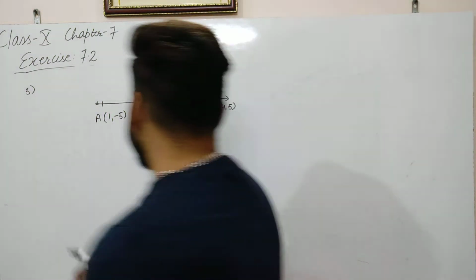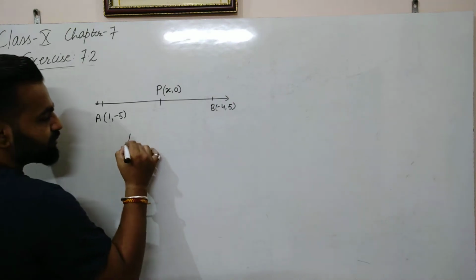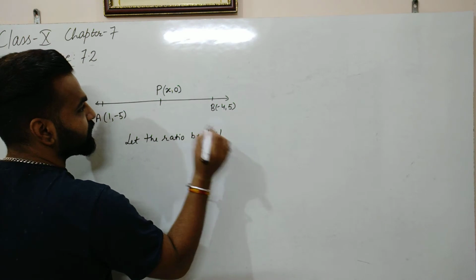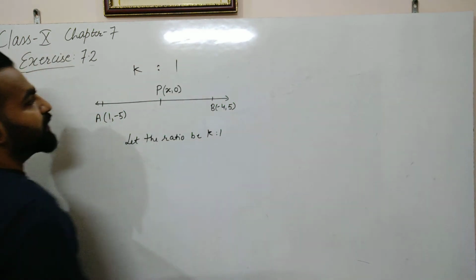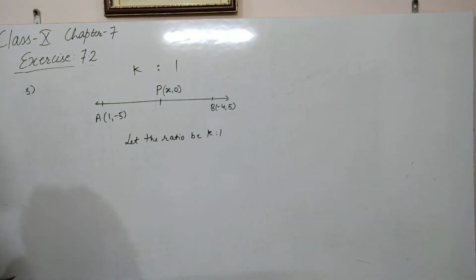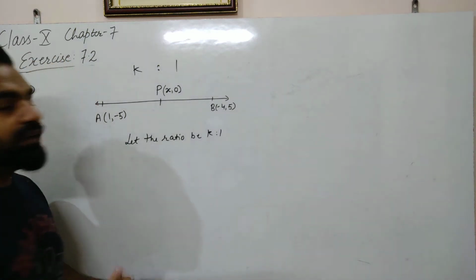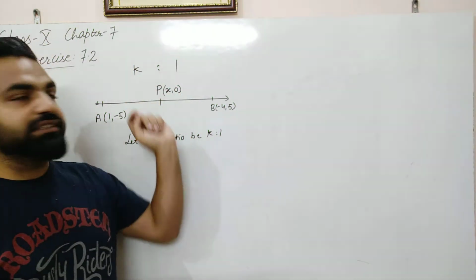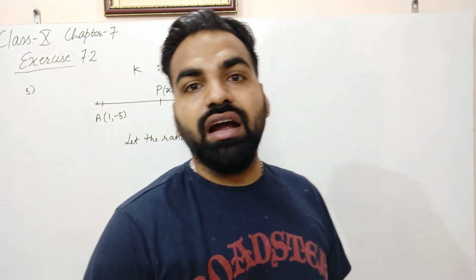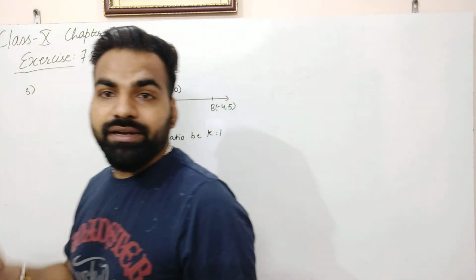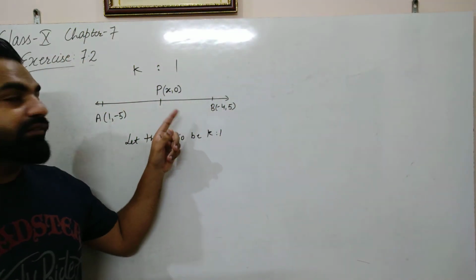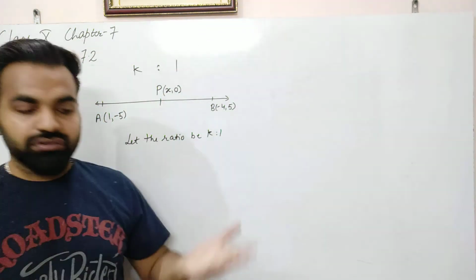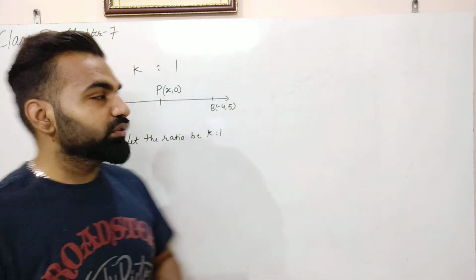This is a similar question to question number 4. So let the ratio be k:1. We can solve for the x coordinate and y coordinate. But if we solve for the x coordinate, then x is unknown and k is unknown. So from a single equation we can't solve two variables. So it will be better to solve the y part here. Why the y part? Because the y coordinate is 0. We will put the value equal to 0.